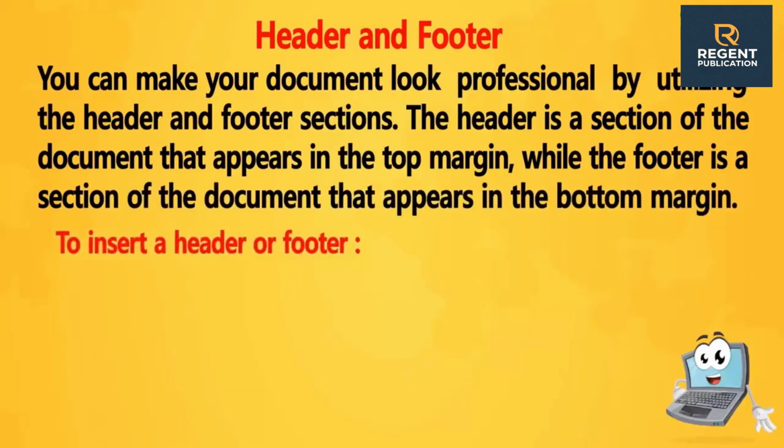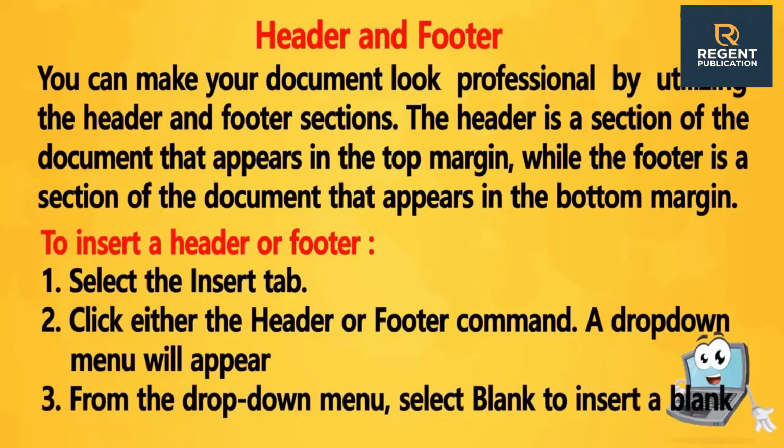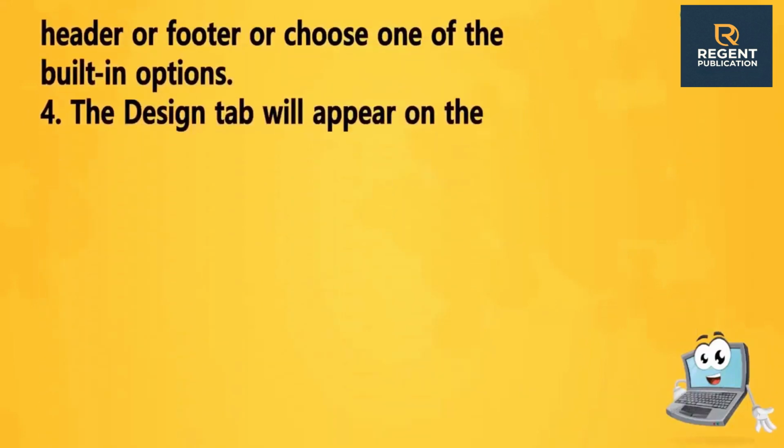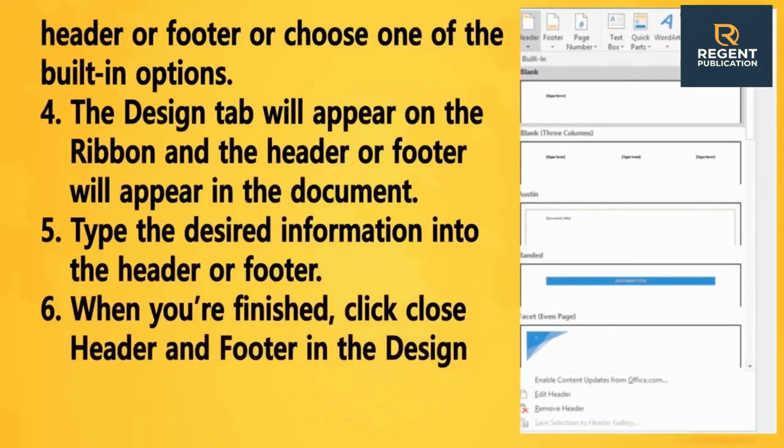To insert a header or footer, select the Insert tab, click either the Header or Footer command. A drop-down menu will appear. From the drop-down menu, select Blank to insert a blank header or footer, or choose one of the built-in options. The Design tab will appear on the ribbon and the header or footer will appear in the document. Type the desired information into the header or footer. When you are finished, click Close Header and Footer in the Design tab or hit the Escape key.